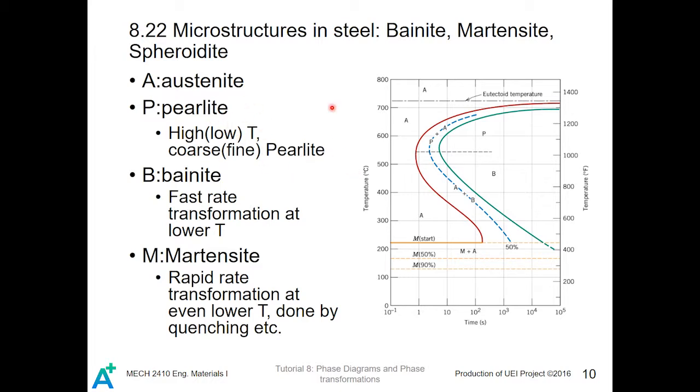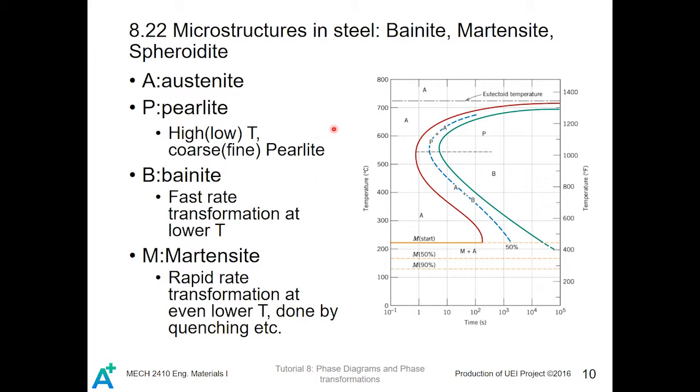It is because at a lower temperature, the nucleation sites become more numerous, but the growing speed becomes smaller. That means more pearlite grains will form, but they are finer and smaller. Bainite forms at a temperature even lower than that for pearlite formation. Martensite forms at a temperature even lower than bainite. It is a rapid transformation at even lower temperature, done by some process such as quenching.